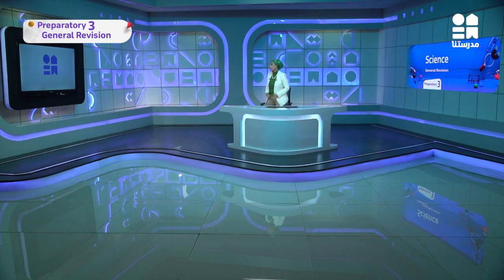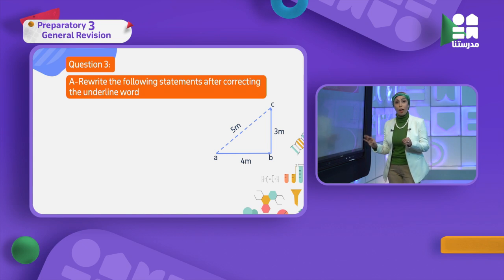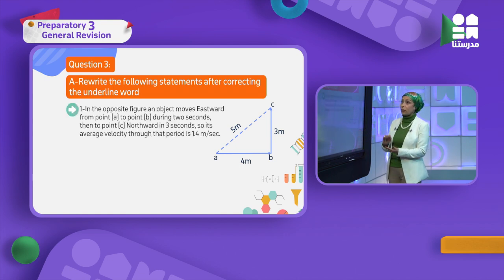Next, we are going to see another type of question on the board. Let's solve it together on the board. Here the question is: rewrite the following statements after correction of the underlined word. In this type of question you have to read it well, because with some of these questions you have to solve it first and then correct the answer, not just correct it haphazardly. You have to solve it first. Let's see the first question and read it quite well.